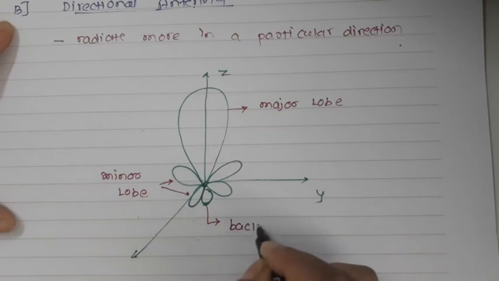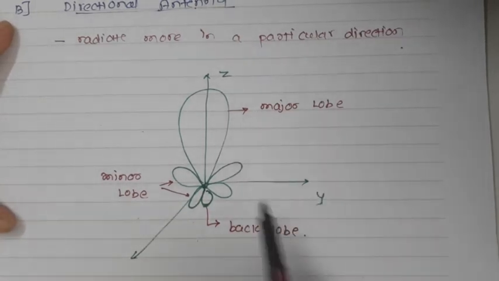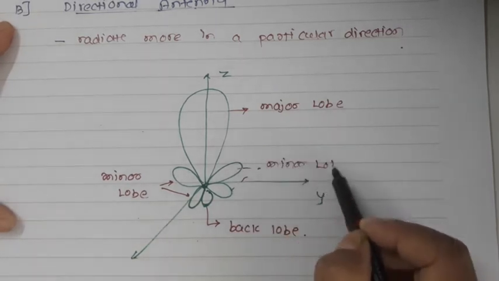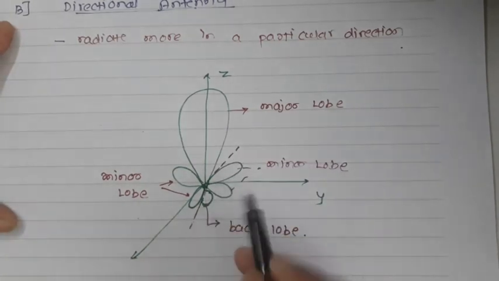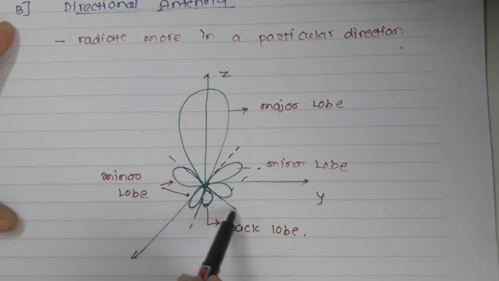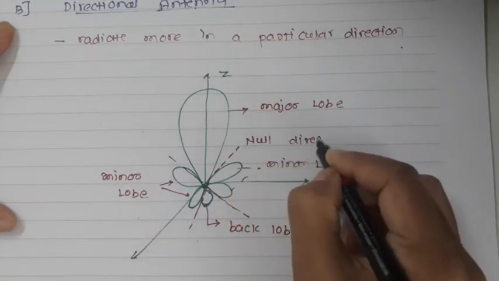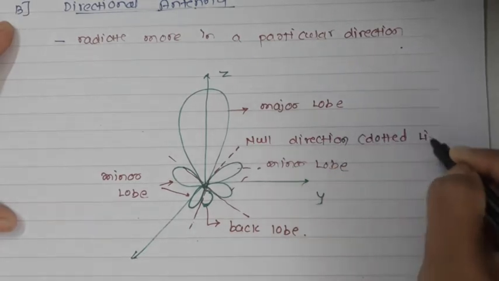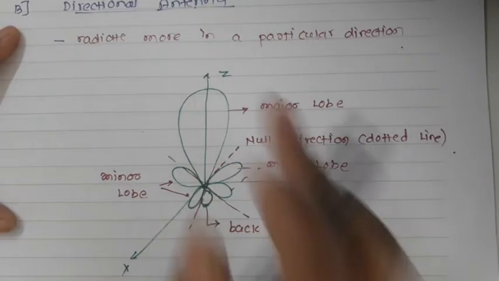Now we are going to discuss these lobes separately. So here you have a major lobe, and these are the minor lobes. Now where you get nulls, or where you get zero power, those particular directions are called the null directions. I am showing them with the dotted line. So these are the null directions. Here you can see the x coordinate, y coordinate, and z coordinate.